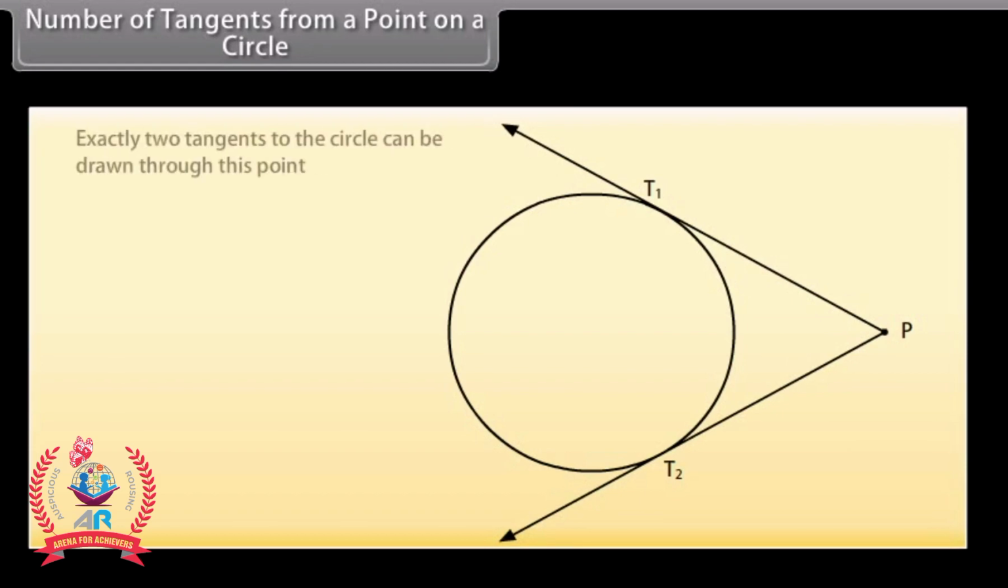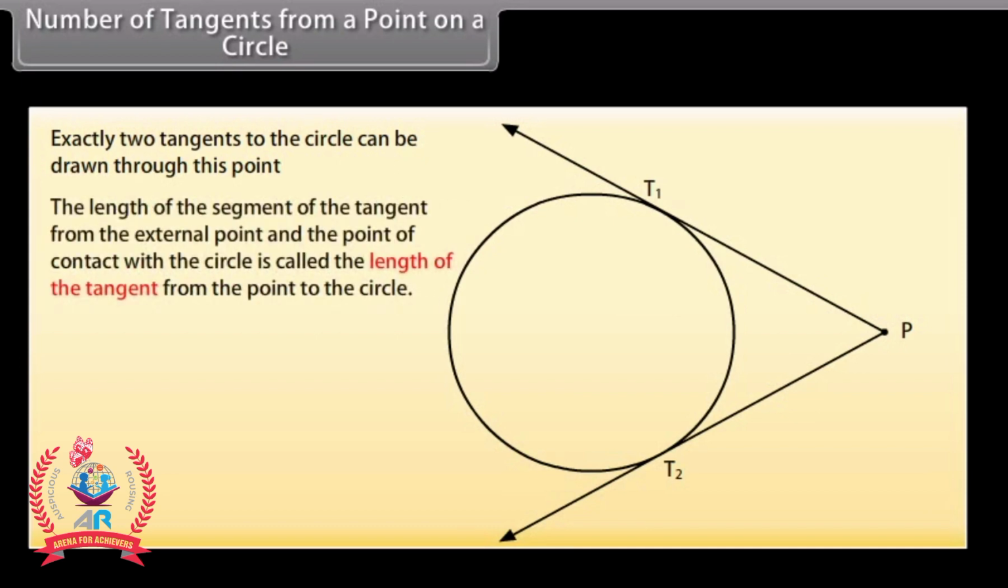We can find that exactly two tangents to the circle can be drawn through this point. The length of the segment of the tangent from the external point and the point of contact with the circle is called the length of the tangent from the point to the circle. Here PT1 and PT2 are the lengths of the tangents from P to the circle. The lengths PT1 and PT2 have a common property which we will learn in the next screen.